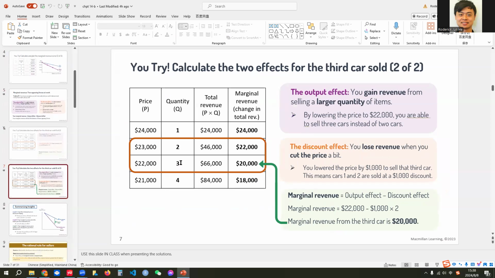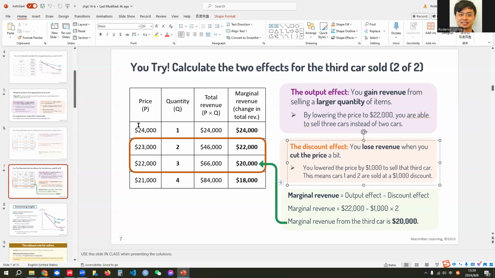Say we're looking at the marginal revenue of the third product. The output effect is what you gain in revenue from selling a larger quantity of items. And here, by selling 3, the price is lowered from 24,000 to 22,000. And by selling the third item, you collect this price, which is $22,000. And then by selling 3 from 2, right? You alleviate the scarcity by 2 units.